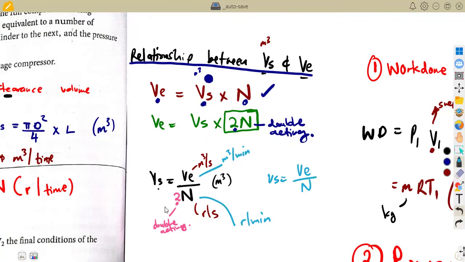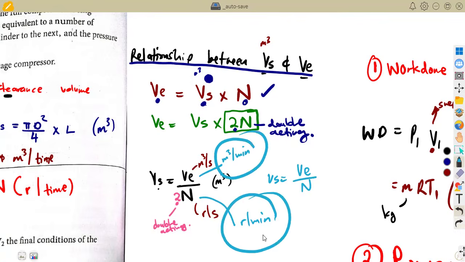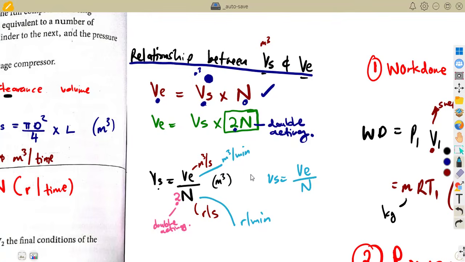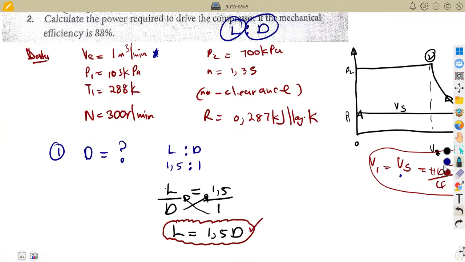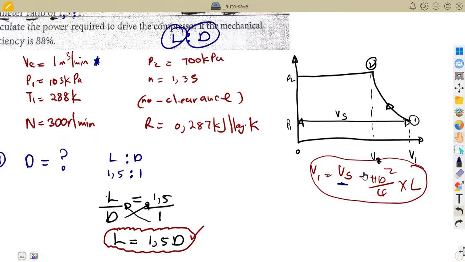And remember what I said. If this is in cubic meters per second, this must be revs per second. If this is cubic meters per minute, this must be revs per minute, also per unit time, which is the same. So we need VS because we are given what? We are given VE, the effective volume, as we need VS. The moment we have VS, we are done with this question.